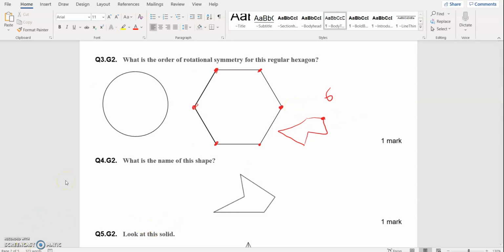What is the name of this shape? We decide the name of the shape based on the number of sides, and this one has 1, 2, 3, 4, 5 sides, so it is a pentagon, not a regular one. So this is irregular.